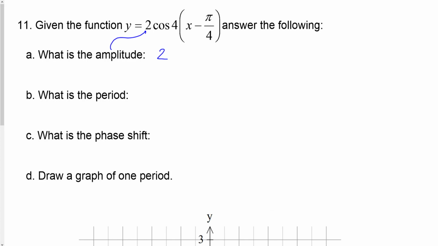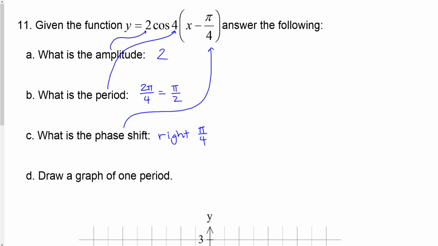What is the period? So the period is normally 2 pi, but then it's affected by this number. So we take 2 pi over 4 and reduce. So the entire cycle here finishes up in a factor of pi over 2. The phase shift comes from this number, and it tells me, because it's negative, I'm going to go to the right by pi over 4 units.